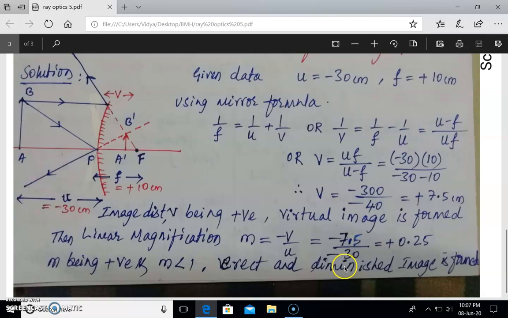So you need to solve some more numerical sums. Refer to the solved sums in the textbook. So whenever you are working out the numerical sums, you have to make use of the mirror formula and the formula for linear magnification, applying sign conventions. Thank you.